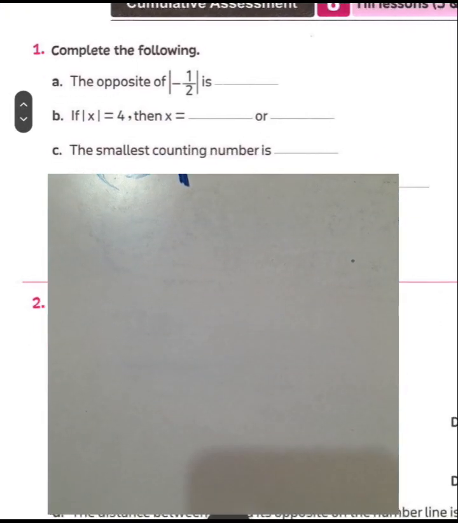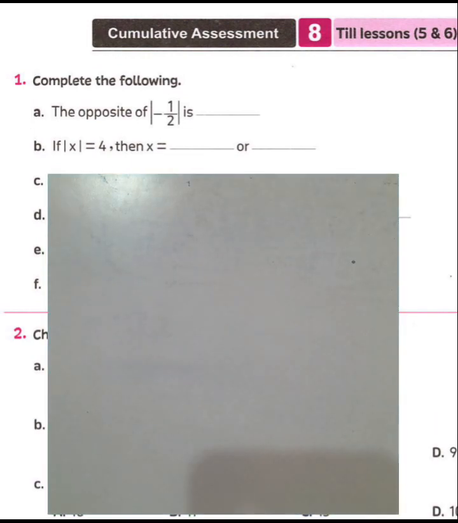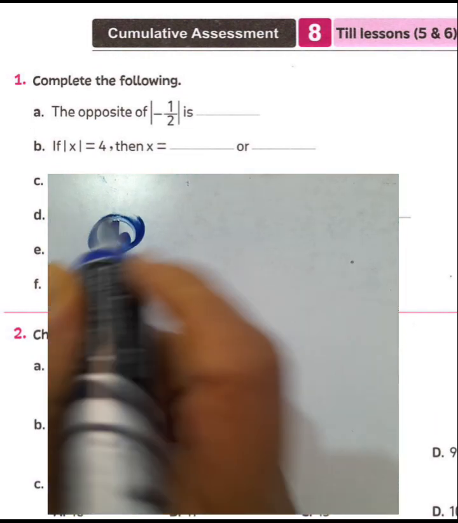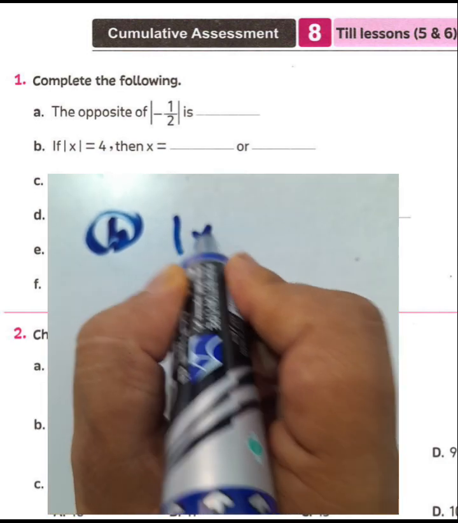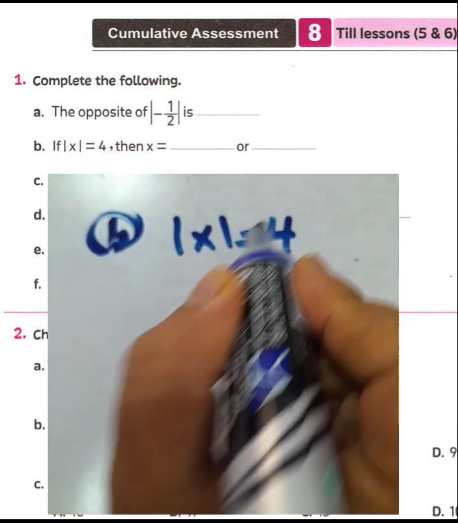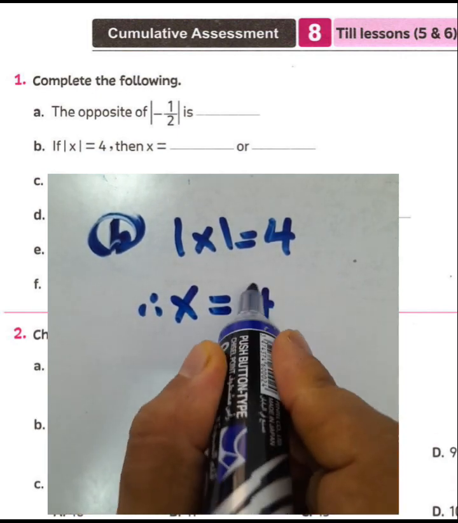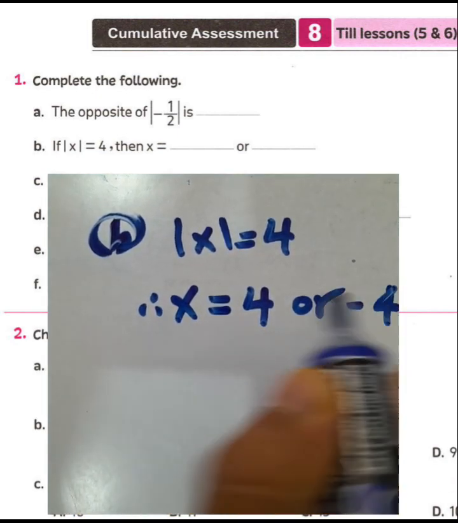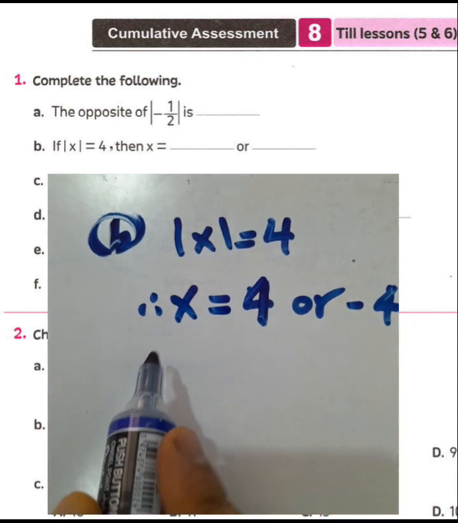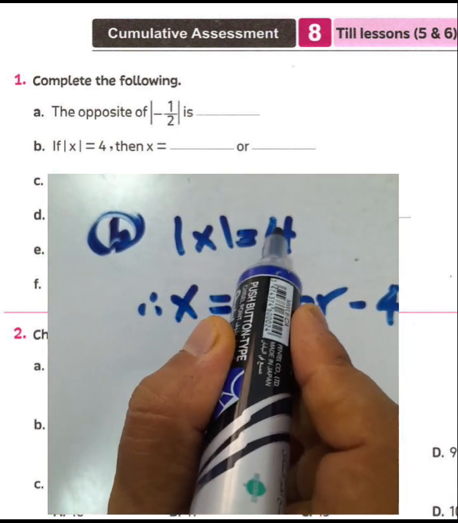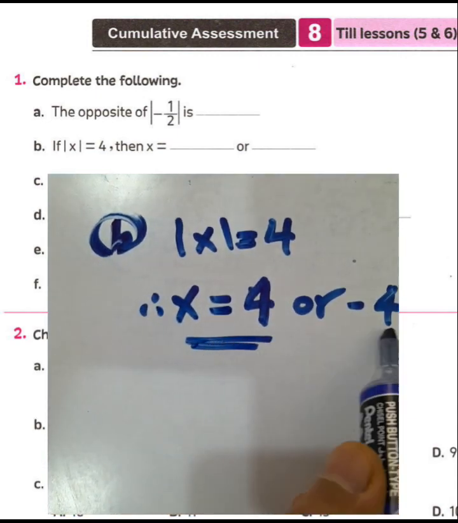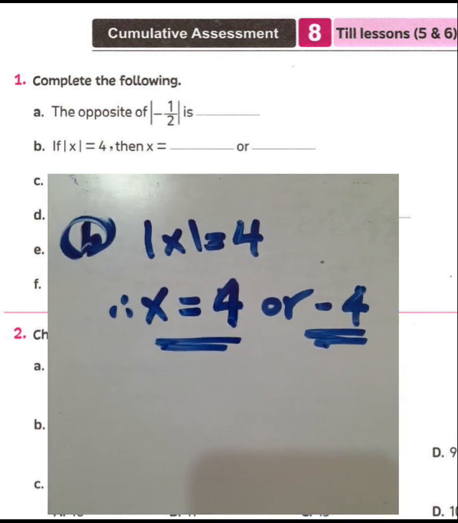And what about question letter B? Letter B: if the absolute value of x equals 4, then x will be 4 or negative 4. Okay, if the absolute value of x equals 4, then the value of x equals 4 or negative 4.